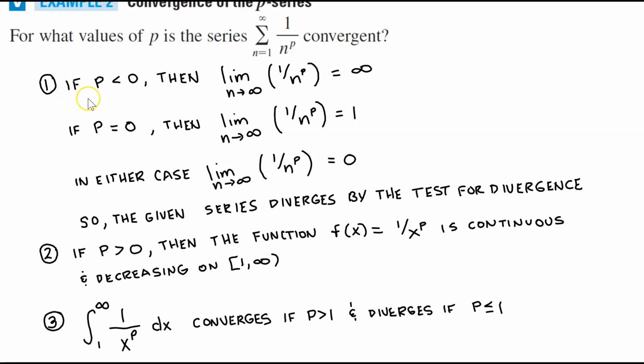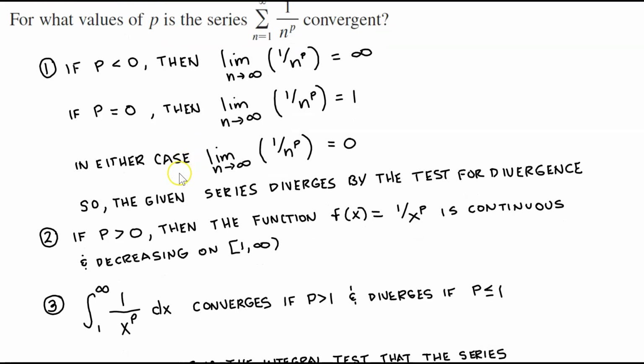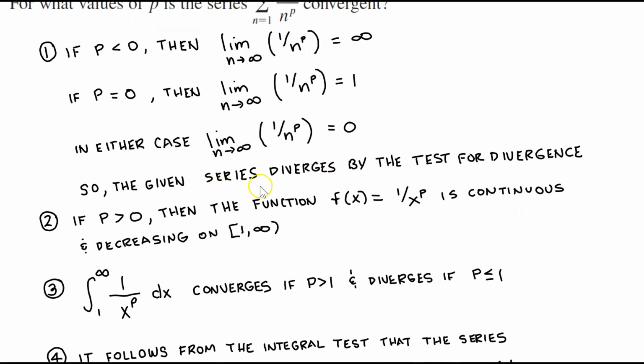In step 1, if p is less than 0, then the limit as n approaches infinity of 1 over n to the p power is equal to infinity. Now, if p is equal to 0, then the limit as n approaches infinity of 1 over n to the p is going to equal 1. So in either case, the limit as n approaches infinity of 1 over n to the p is not going to equal 0. So the given series is divergent by the test for divergence.